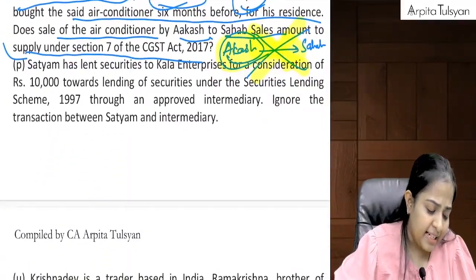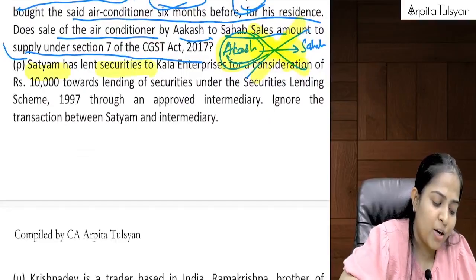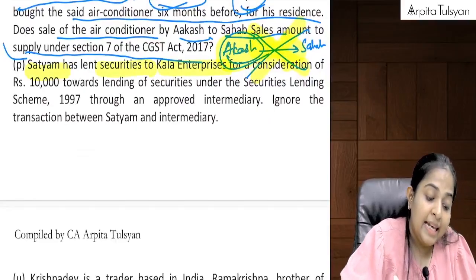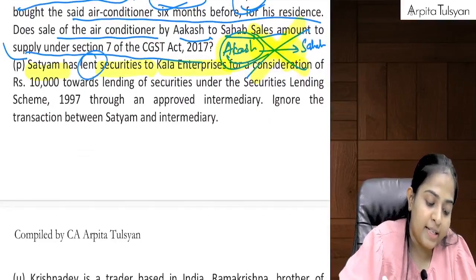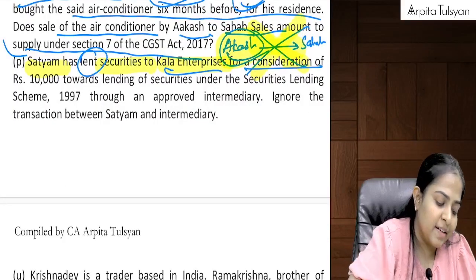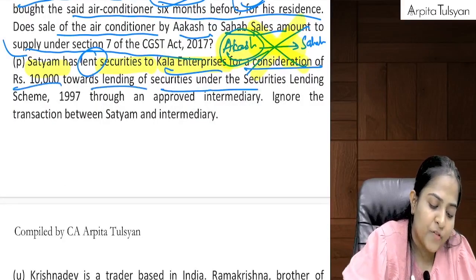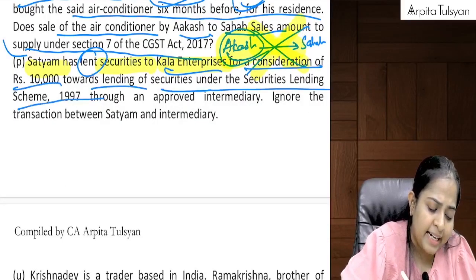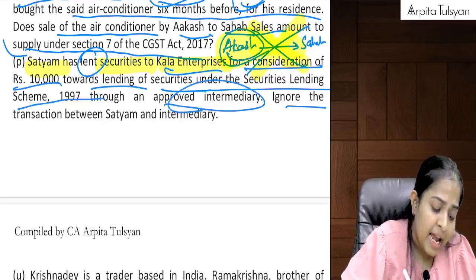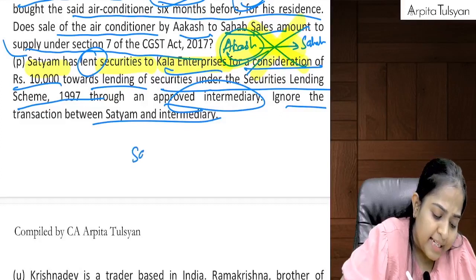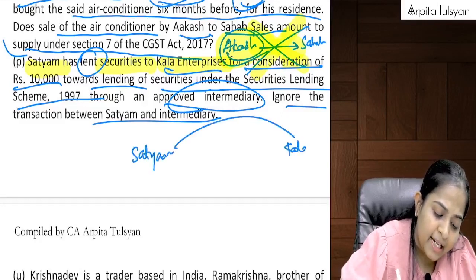Then after that, the next one: Satyam has lent securities to Kala Enterprises for a consideration of 10,000 towards lending of securities under securities lending scheme through an approved intermediary. Ignore the transaction between Satyam and the intermediary. So basically, Satyam has lent some securities to Kala Enterprises through an intermediary in between.